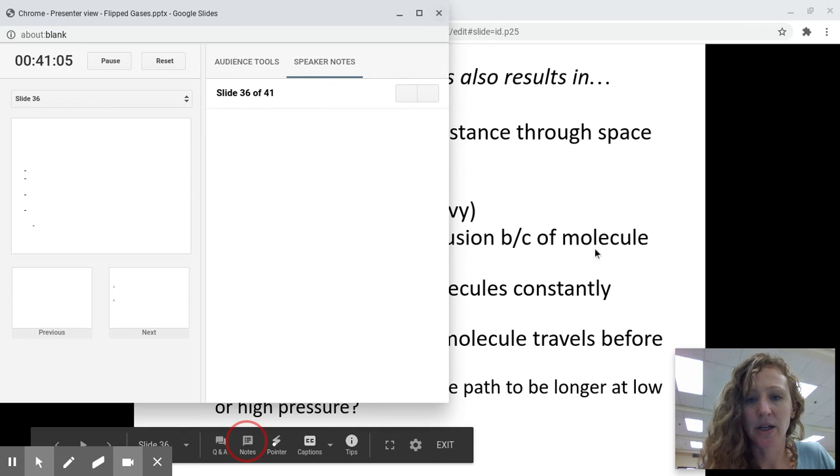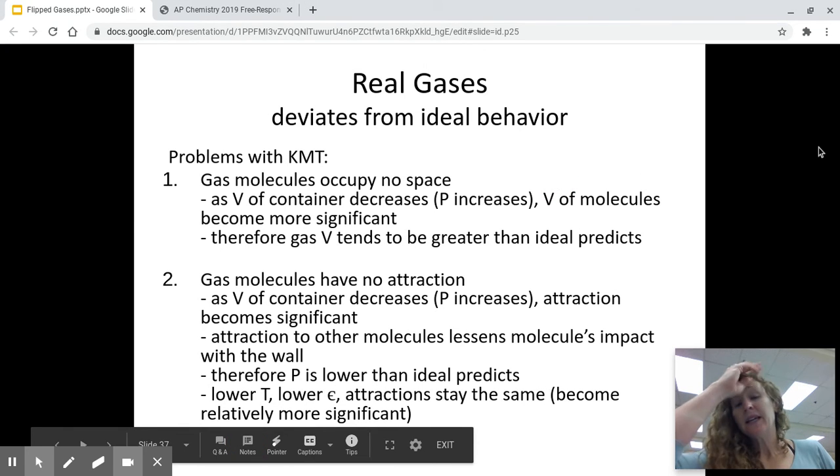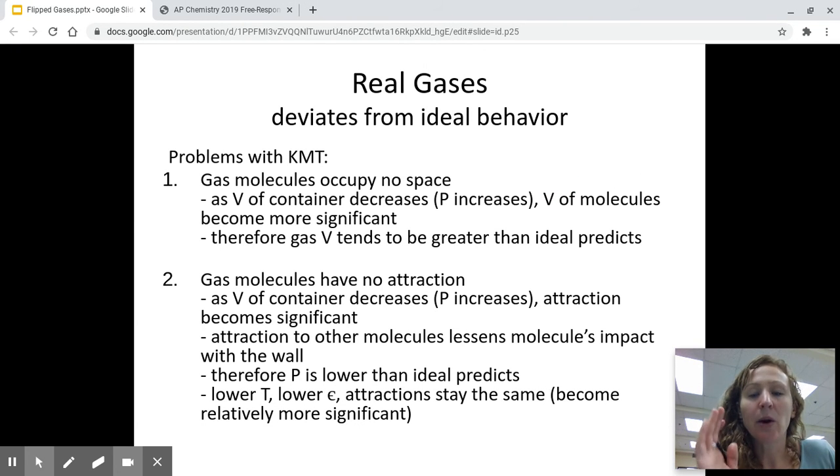Last concept here is talking about real gases. So we have been talking about the ideal gas law for a long time. If it's an ideal gas law, it's behaving consistent with those 5 assumptions in the kinetic molecular theory. However, like all of our models that we have seen in chemistry, our model is going to break down at the extreme. And so we want to talk about what these extremes are and why our molecules break down there.